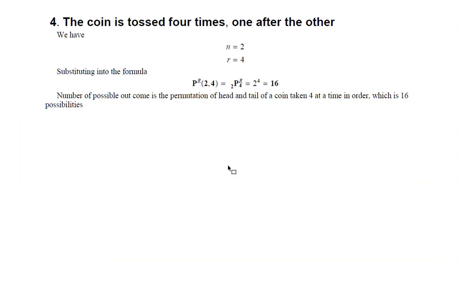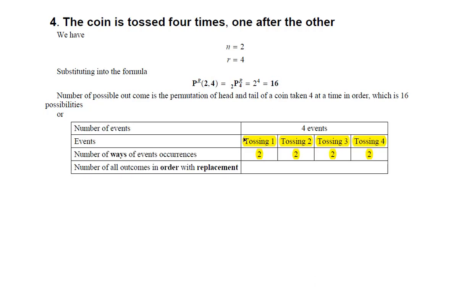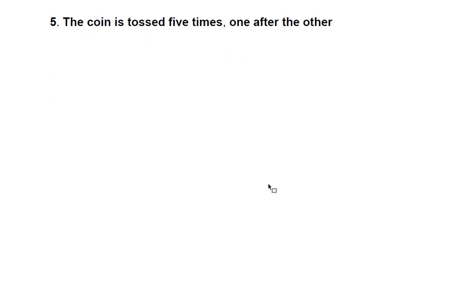So we can also use the permutation formula by permuting 2, head and tail, 4 times, and we are going to get 16. Or we can use the table by writing all these events in order and the number of possible occurrences for each event, and then we multiply them together and we get all the possible outcomes.